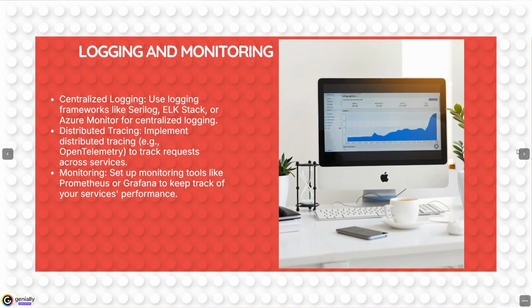And next one is logging and monitoring. One is centralized logging. Use logging frameworks like Serilog, ELK Stack, or Azure Monitor for centralized logging. Next, distributed tracing. Implement distributed tracing, such as OpenTelemetry, to track requests across services. Next one is monitoring. Set up monitoring tools like Prometheus or Grafana to keep track of your service's performance.